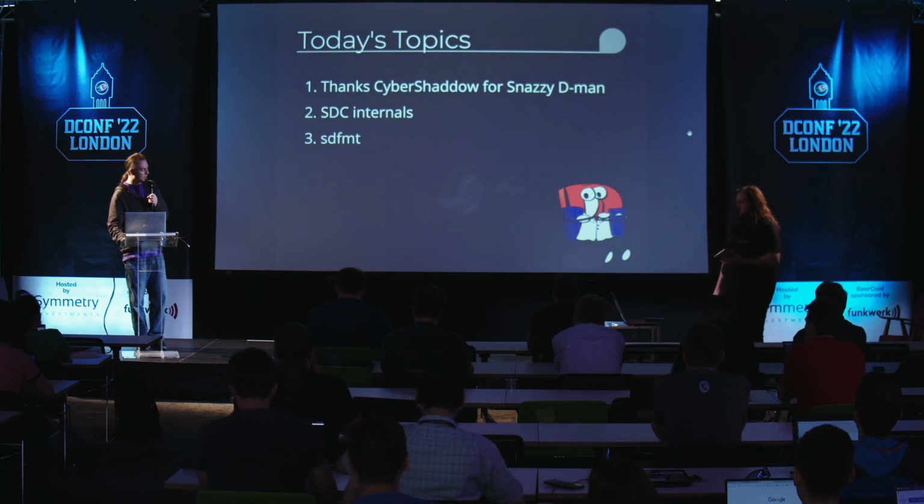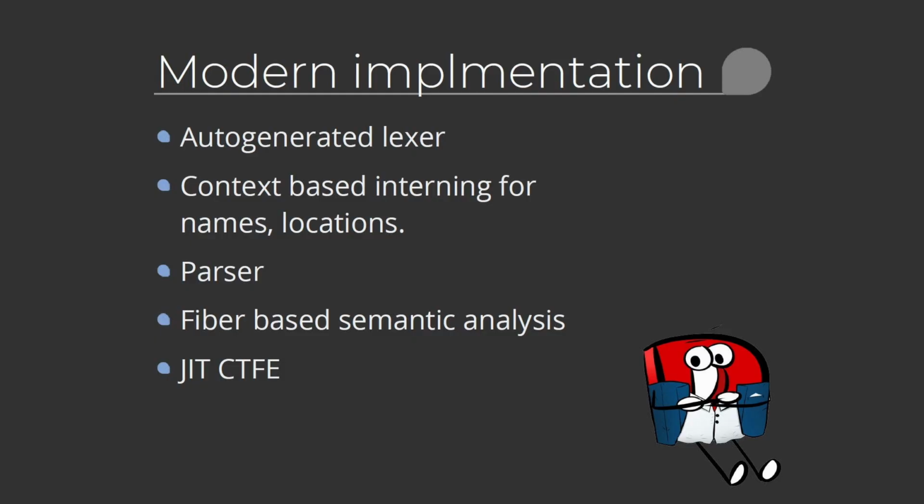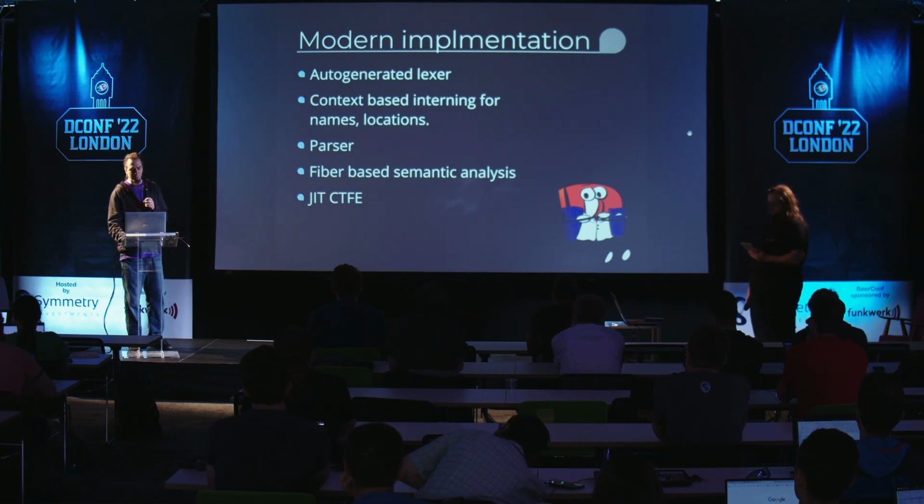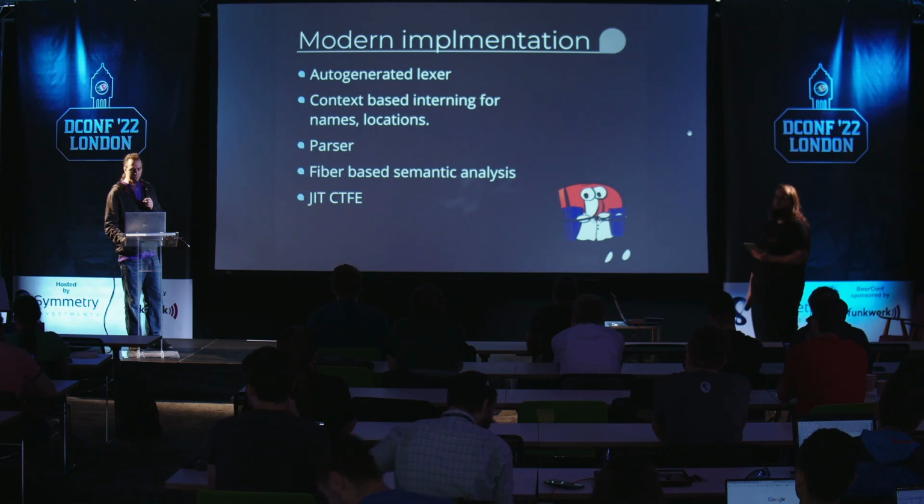We're going to talk about SDC's internals a bit, a very high-level overview, because it's a lightning talk, and then talk about SDFMT. So it's a modern implementation of a decompiler. There is an auto-generated lexer. Then there is a context where you can store a bunch of stuff in it, like names and locations, and stuff like that, and a parser. The semantic analysis is based on fibers. Everybody that has messed with semantic 1, 2, 3 in DMD knows why it could be useful. And it uses a JIT to do CTFE.